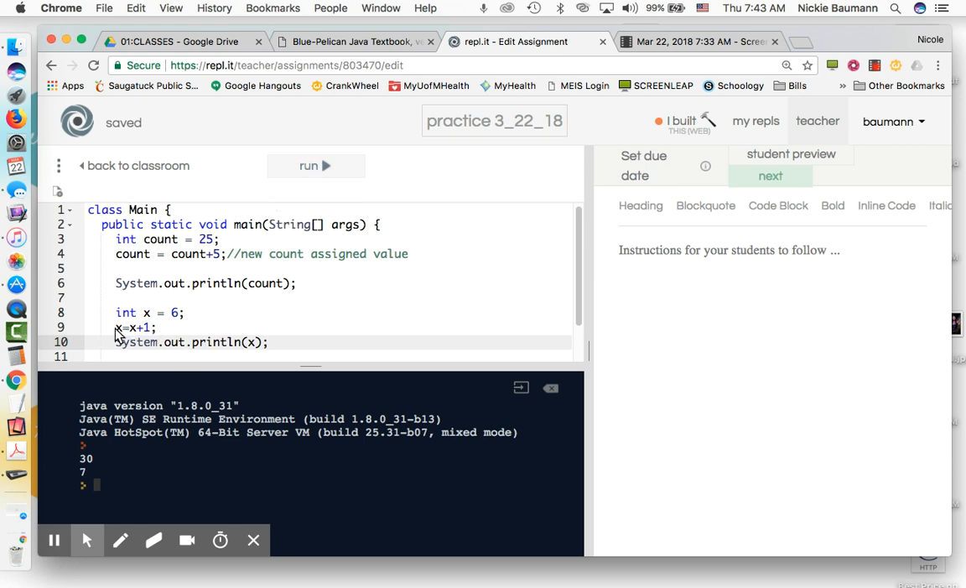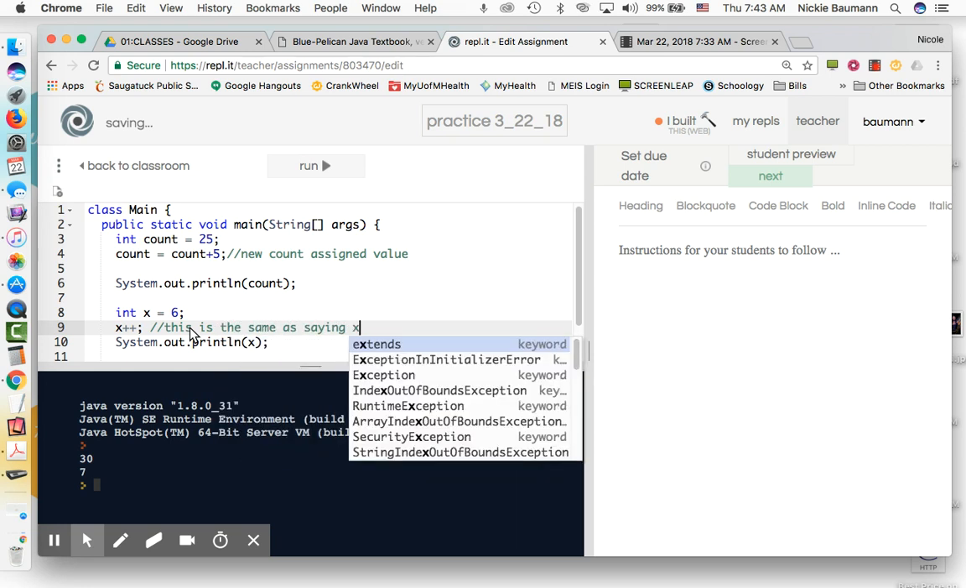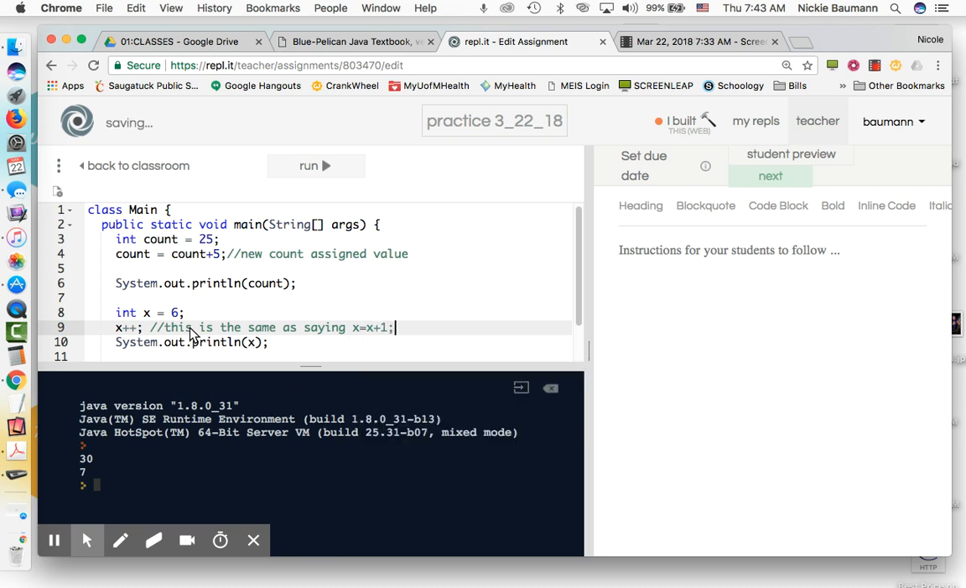I can do this differently. Instead of typing x plus 1, I can just do x plus plus. So this is the same. You'll find when we do programs where your code runs multiple times, using x plus plus is just a good notation. It's shorter. It's something that programmers and computer scientists use. So you would have x plus plus. You can also do x minus minus if you want to just decrease by 1.